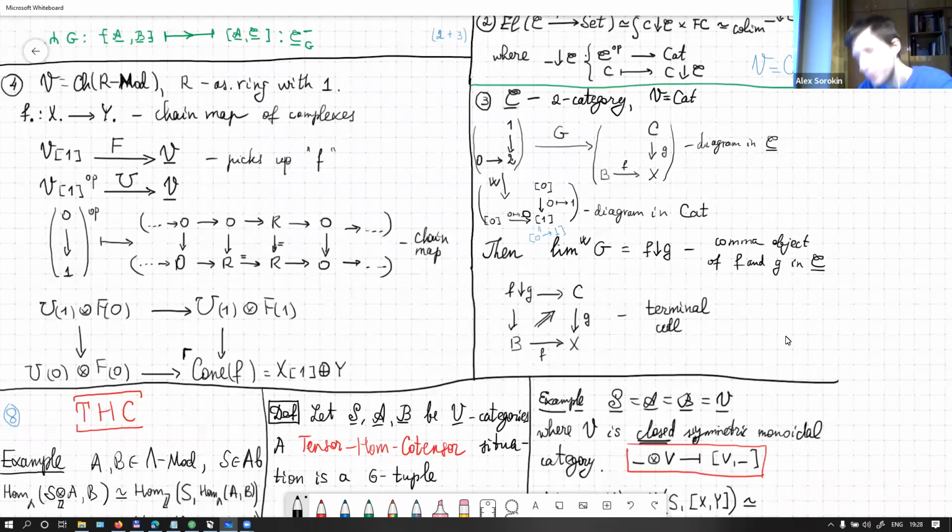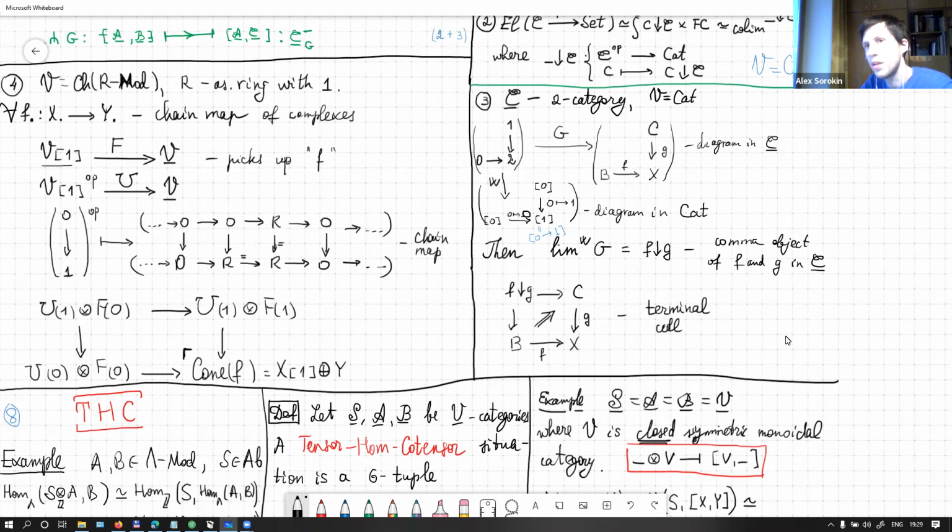Number 4, I decided to pick up a very algebraic example. So if I take a category R, this is an associative ring with identity, sorry, that's just a ring, and the category I'm taking to be V, chain complexes of R modules. Then for any chain map of complexes, f small from X to Y, I can find a way to pick it up from the category of all chain complexes. It's with a functor F capital.